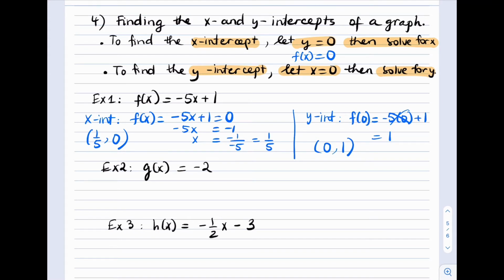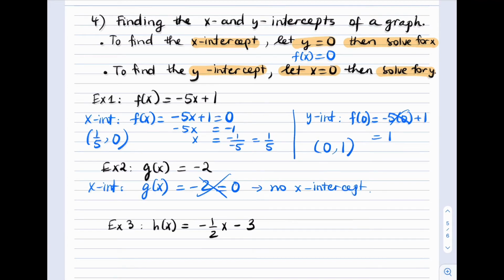Okay, so let's look at the second example. Here we have g of x is equal to negative 2, which is a constant function in this case. So x-intercept. Remember we let y be 0. So g of x, in this case g of x is equal to negative 2, equals 0. But look, negative 2 can't be 0. That's not possible. So what does that tell us? This one has no x-intercept.